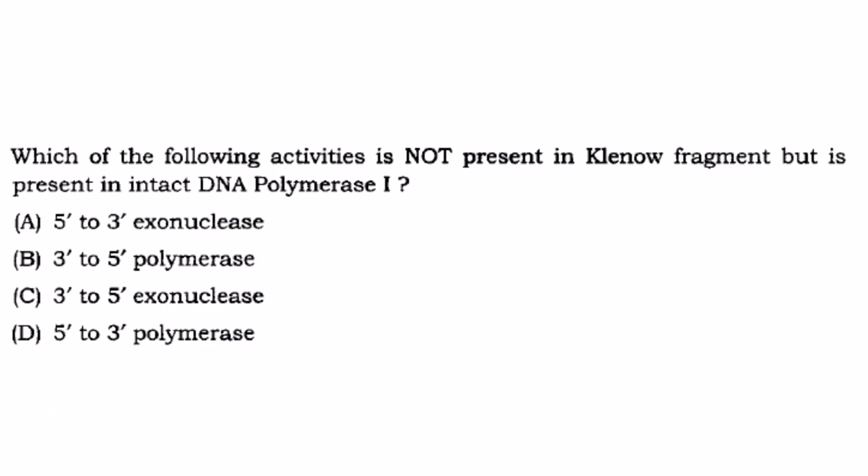Now they have asked which is not present in the Klenow fragment. So it doesn't have the 5' to 3' exonuclease activity present in DNA polymerase 1. 3' to 5' polymerase, no, it is 5' to 3' polymerase. 3' to 5' exonuclease, yes, that is proofreading activity, it is present in the Klenow fragment. 5' to 3' polymerase, yes, it is present in the Klenow fragment.